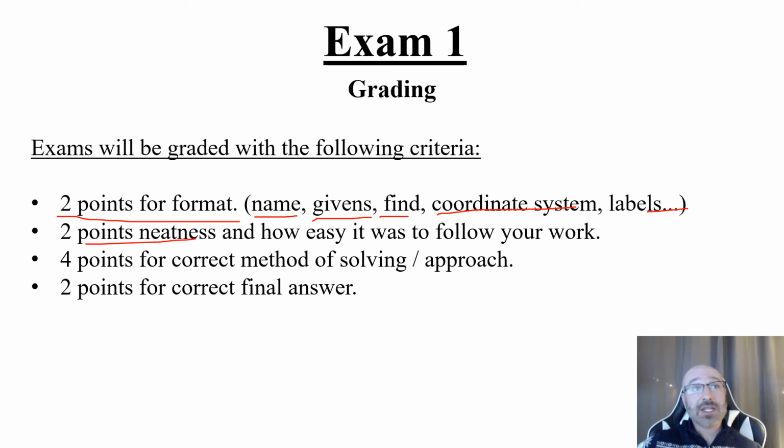Next 2 points is the neatness. How easy is it for the TA and the grader to go through and follow your work? Next 4 points, the bulk of it, did you choose the correct method, approach, governing equation? And lastly, did you get the final answer correct for the last 2 out of 10 points?